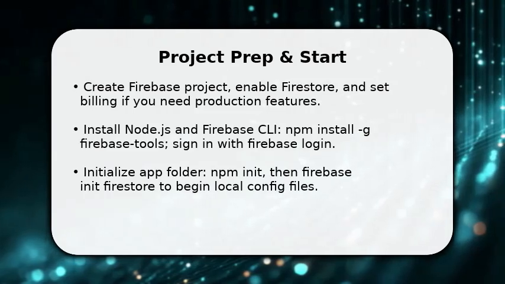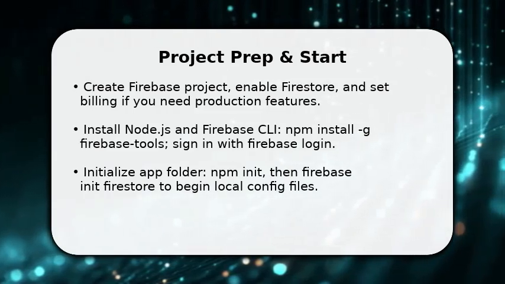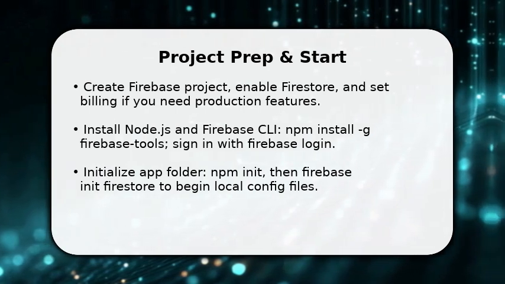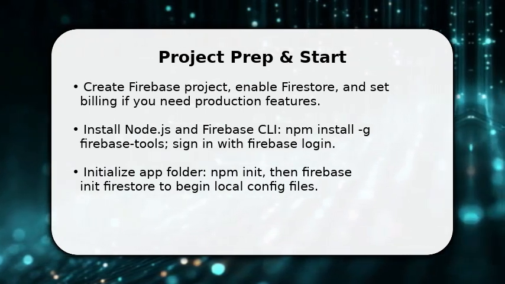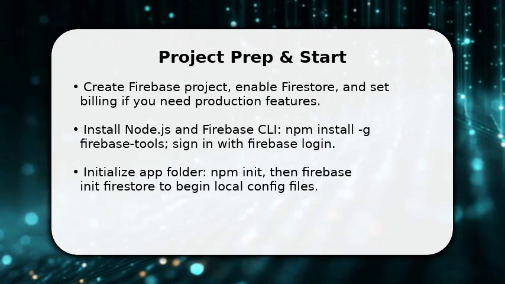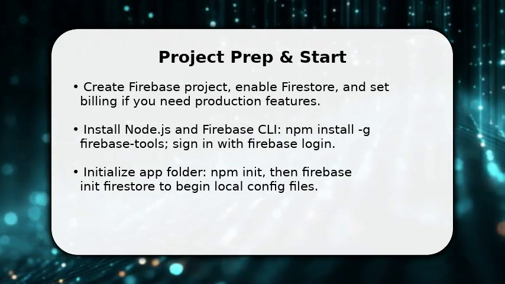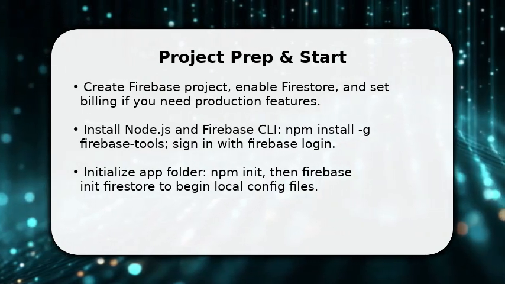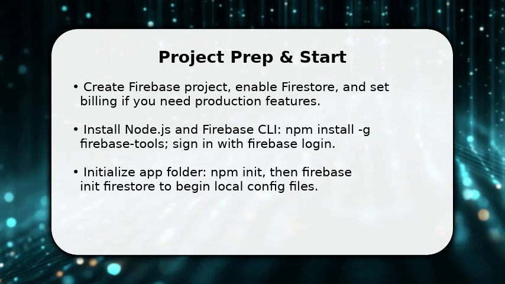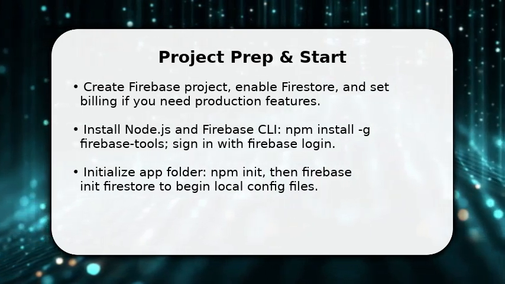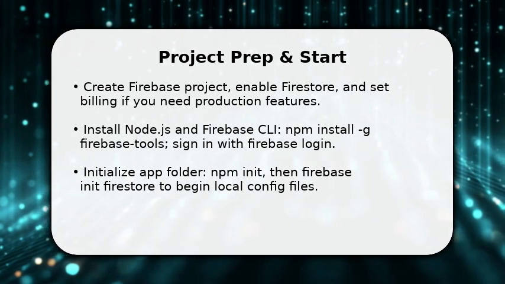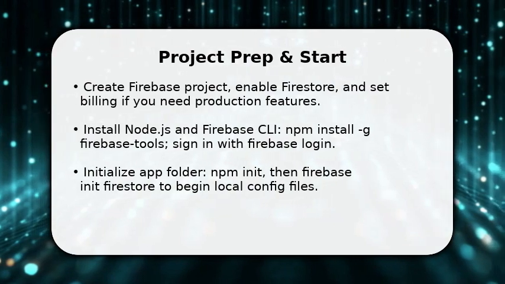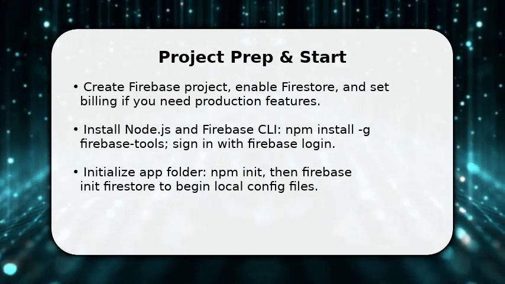You'll begin by preparing one Firebase project and the local workspace. This saves time later. Once you've created the project and enabled Firestore, make sure billing is configured if you require production limits. Install Node.js and the Firebase CLI so you can initialize and deploy. Then open your app folder, run npm init to create package.json, and run firebase init firestore to scaffold config and rule files. This starts the live workflow and gives you the files to edit next.